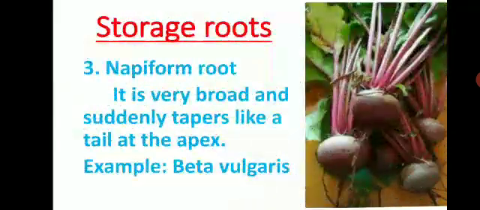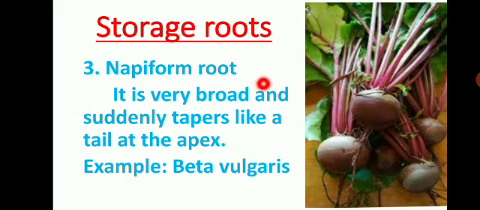The third one is called napiform. Napiform means it looks like a top-like structure. In Tamil we say pambaram. It is very broad and suddenly tapers like a tail at the apex. For example, beetroot. In a beetroot, a broad portion is present, and after that the apex looks like a tail-like structure. A good example for napiform is beetroot. The binomial name of the beetroot is Beta vulgaris. These are the three classifications present in the storage root.